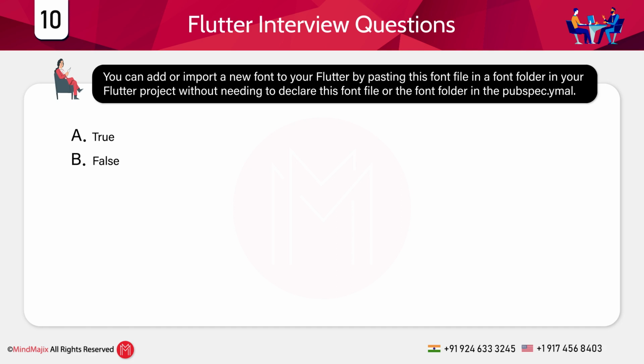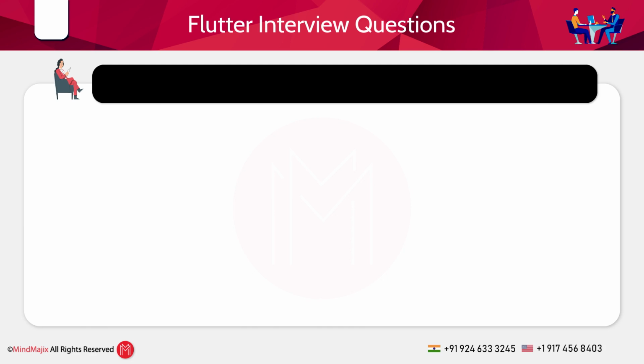That is, this is a font file. So is this correct? That is, can we do it without declaring in the pubspec.yaml file? The straight answer will be no. That is false. Because when we are dealing with fonts, there's an option in pubspec.yaml file to mention your custom fonts. And above that, there are assets options as well, where we will mention the assets such as images and all. So these things we have to declare in the pubspec.yaml file. Now let's move to the next question.